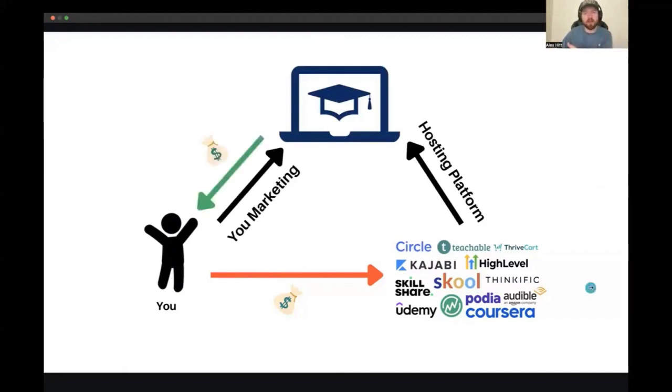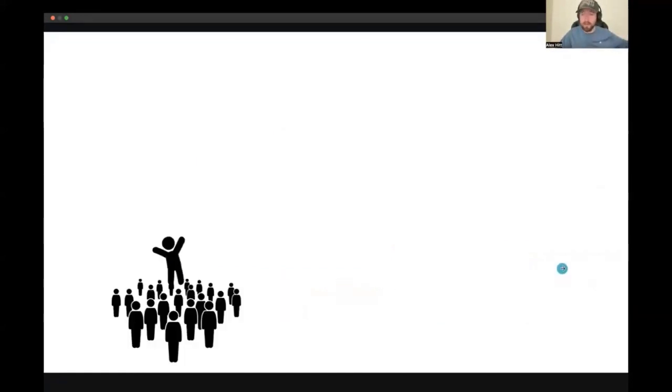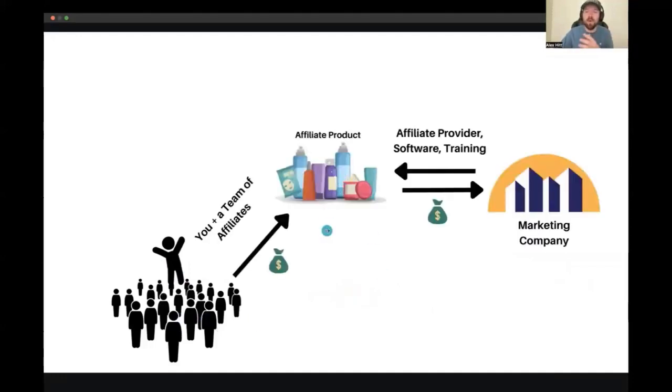And hopefully you make more than $100 a month, because that's how much most of these platforms cost you every single month. And with every other affiliate marketing or network marketing opportunity, you get to sell a product with a team, but it's never your product.